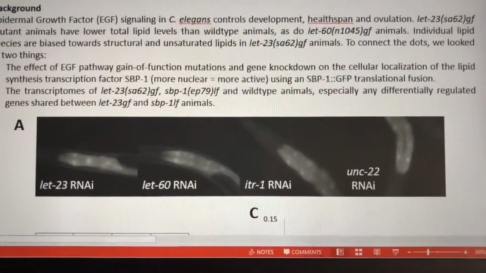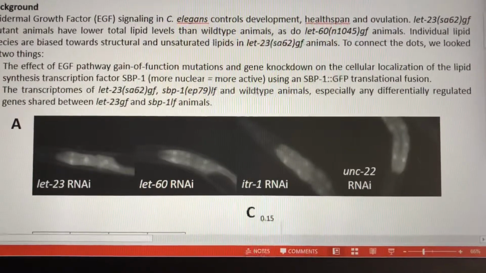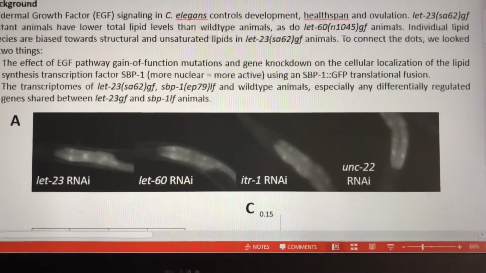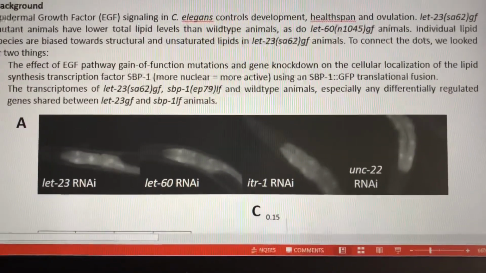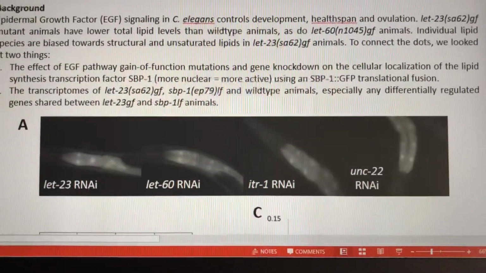If the GFP is more in the cytoplasm, it's inactive, right? It's sequestered in the rough endoplasmic reticulum. If it's in the nucleus, then obviously it's active and can activate lipid synthesis genes. Right, so that's one thing, and we'll get to that again in a little bit.